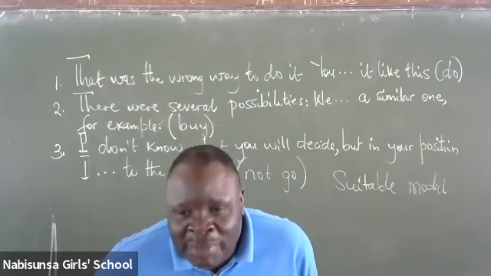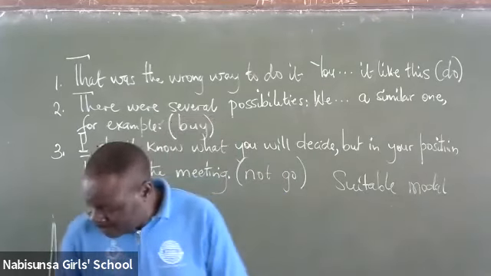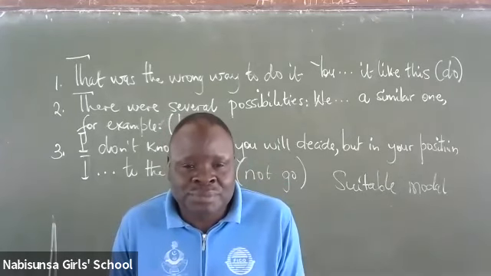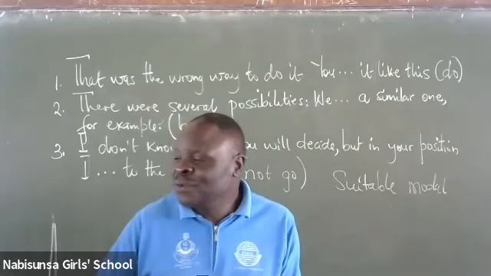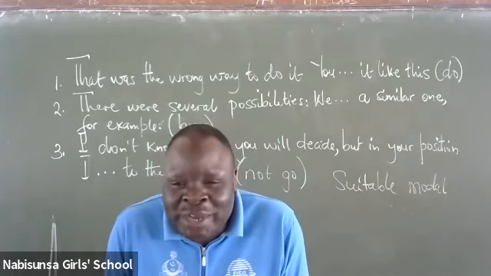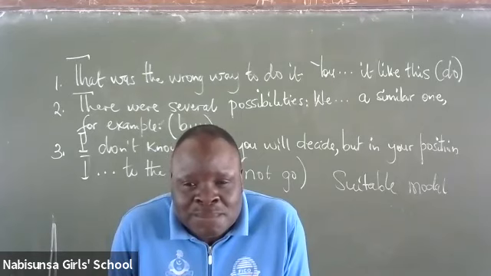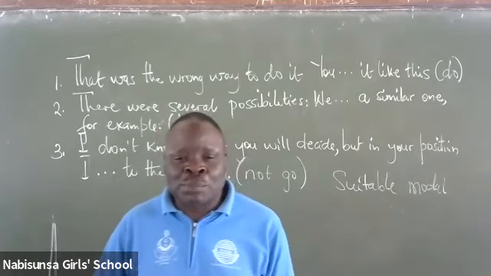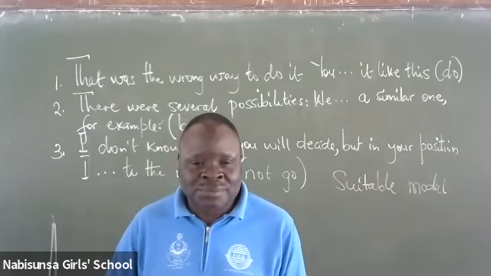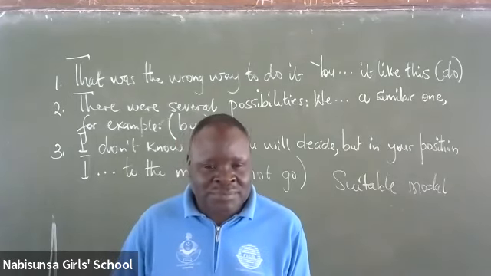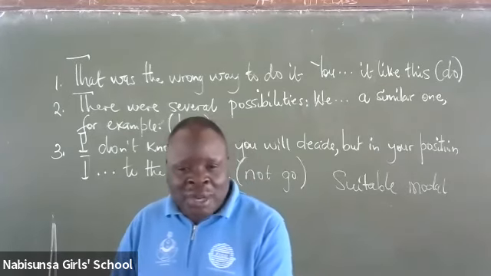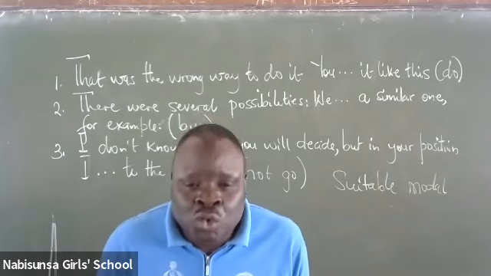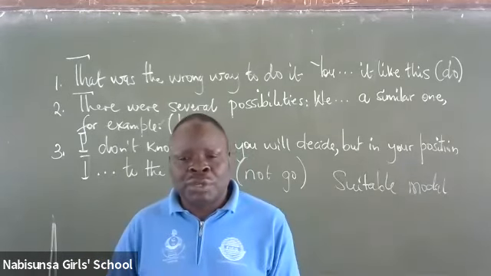Then we go to another one. Number 2, another person. Not the same person. I need another person. Come on. You have marked yours. I'm waiting. Elisha? There were several possibilities. We could have bought a similar one. Why do you have could have, could have? Don't you think if we said we could buy a similar one, it would also be good?